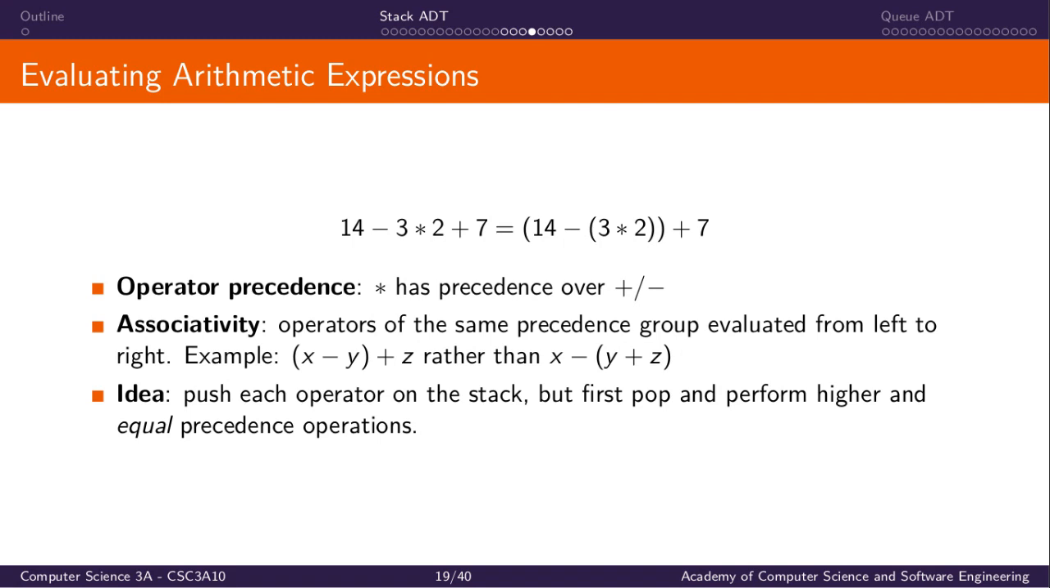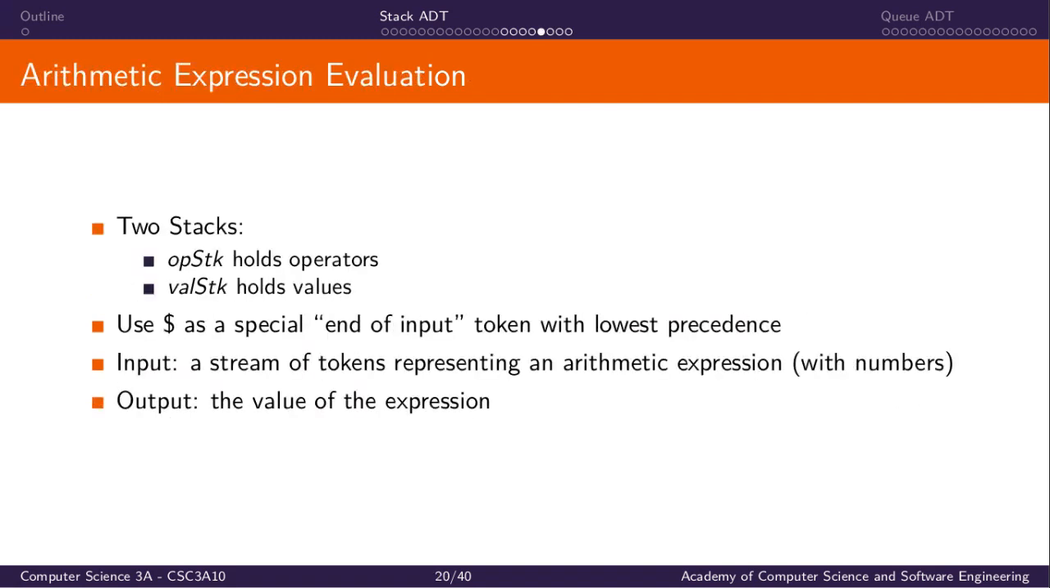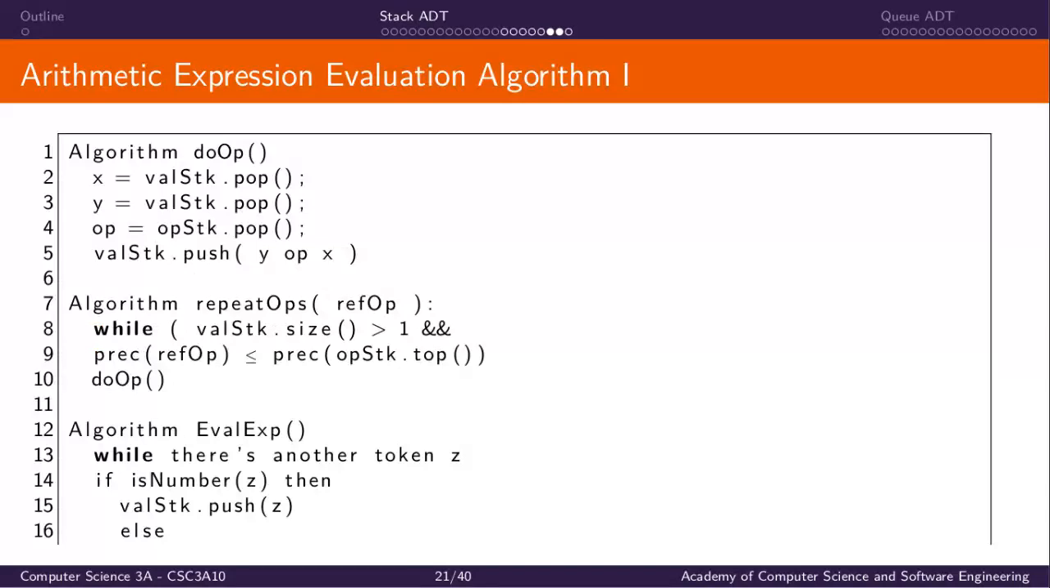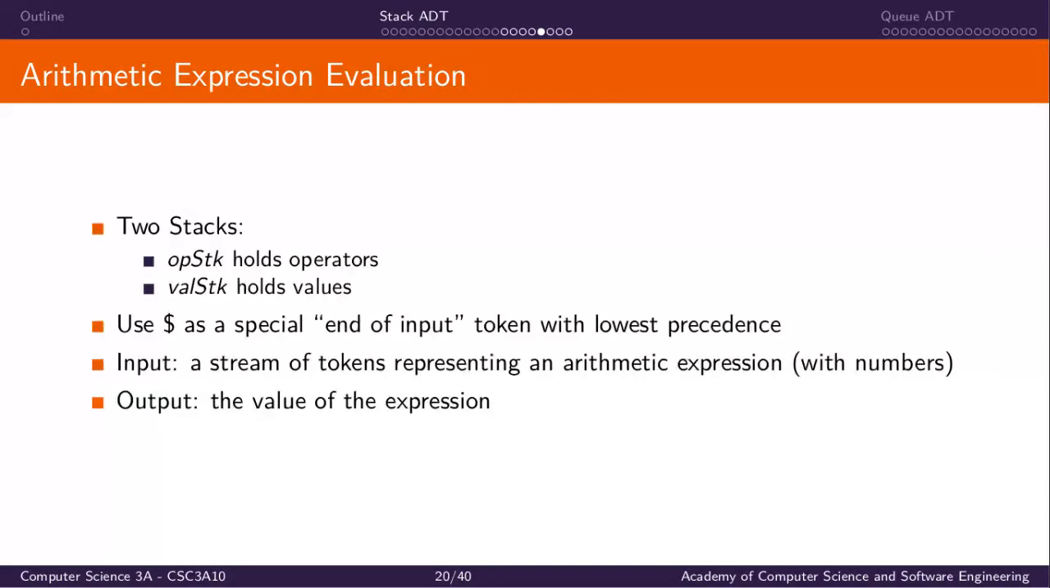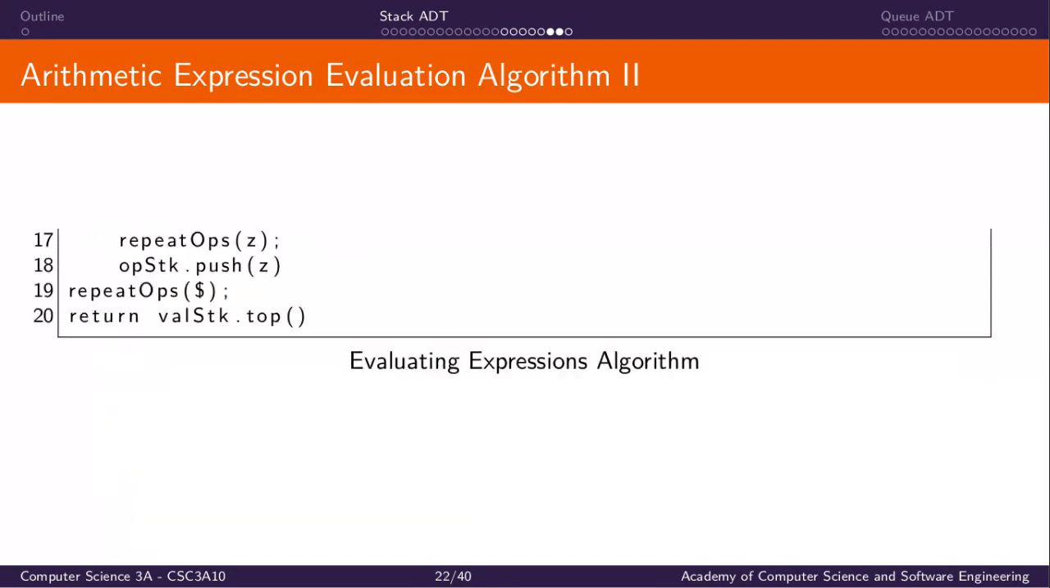All right, again, it's more meaningful for us to look at an example before we look at the code. Just note that we're going to have two stacks: the op stack, which holds the operators, and the value stack, which holds the values. The special end of line input character, we're going to say has the lowest precedence. So when we get to that one, we have to do everything within our operator stack because there's nothing of a lower precedence. Input should be this expression. Output should, of course, be the result or the value of that expression.